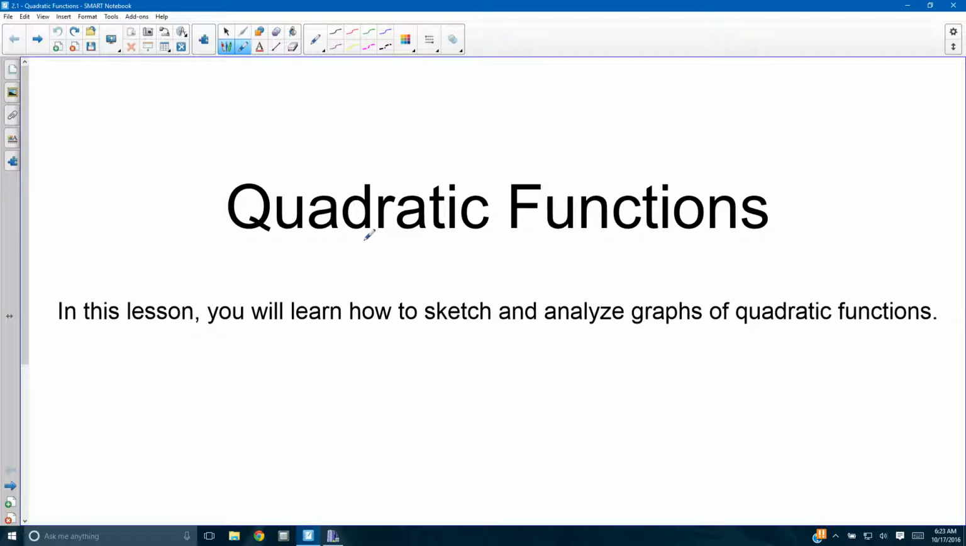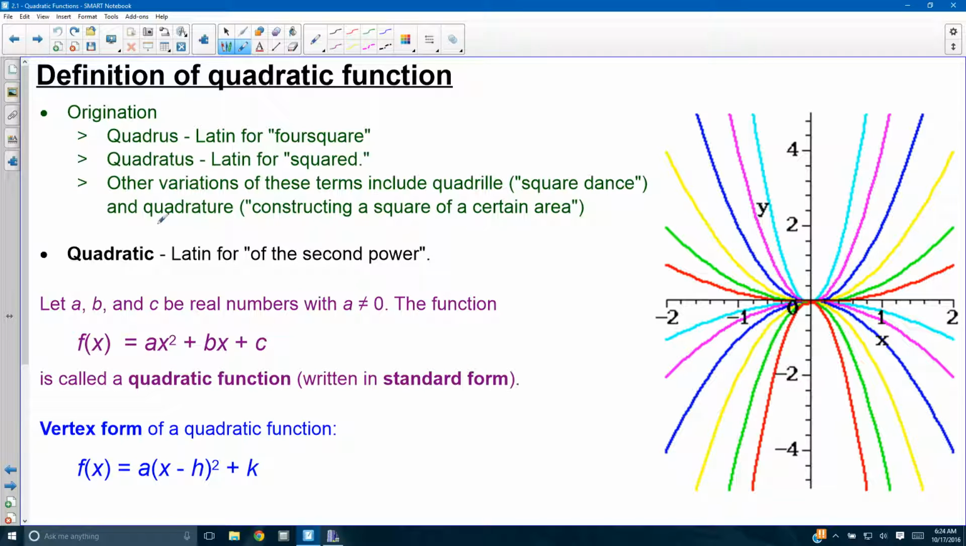Hello and welcome. This is an overview of quadratic functions, and in this lesson you will learn how to sketch and analyze graphs of quadratic functions. Sounds very vague, but let's dive into the specifics right here. Starting with, why do you call it quadratic function?